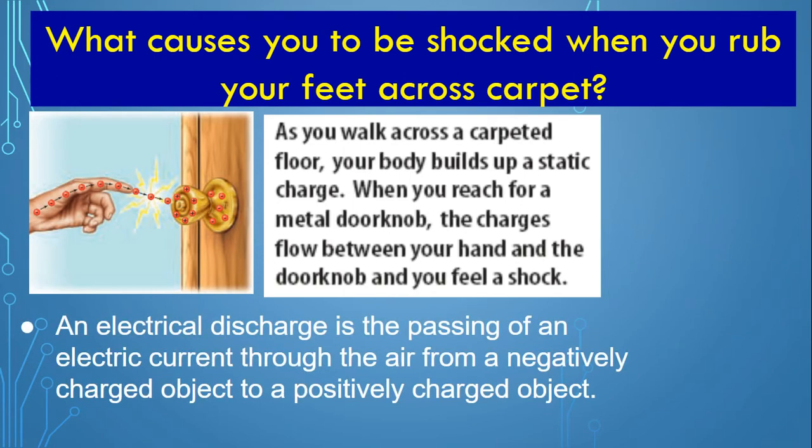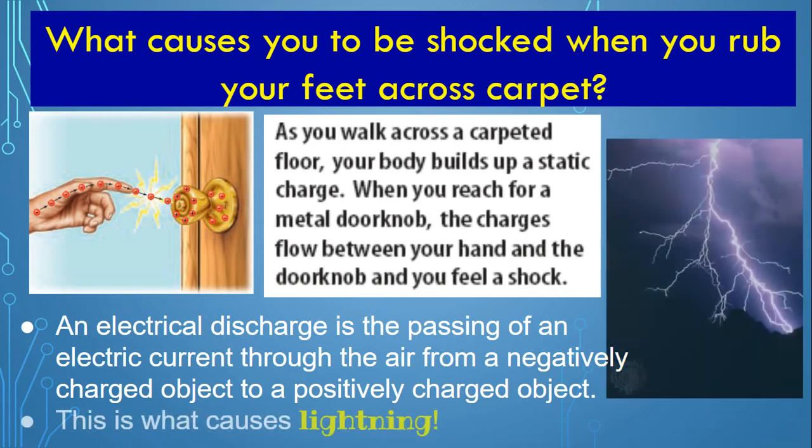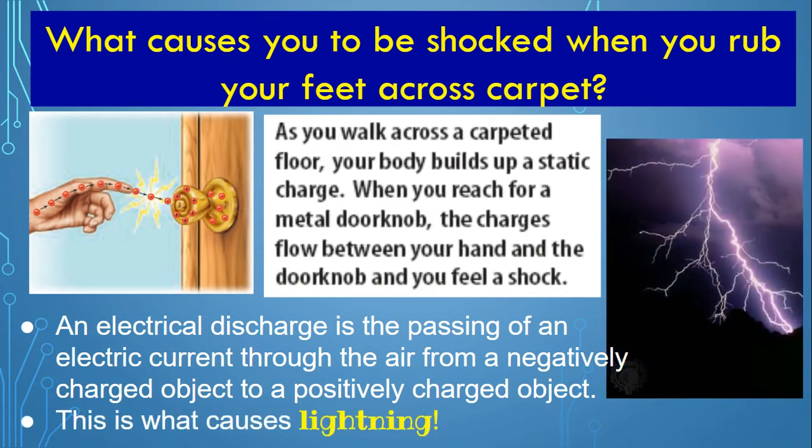So an electrical discharge is the passing of an electric current through the air from a negatively charged object to a positively charged object. This is also what causes lightning. So on a very small scale, when you put your finger near the doorknob and you get the little shock, that's the same thing that's happening when we get lightning, except with lightning, it's a much, much larger scale between the ground and the upper atmosphere in the clouds.